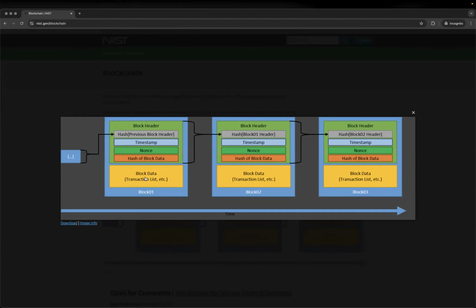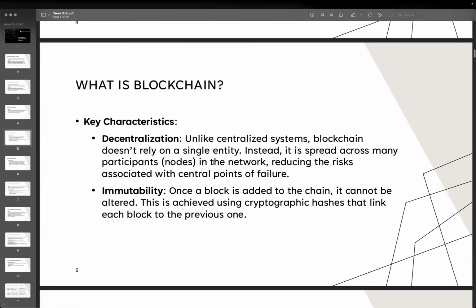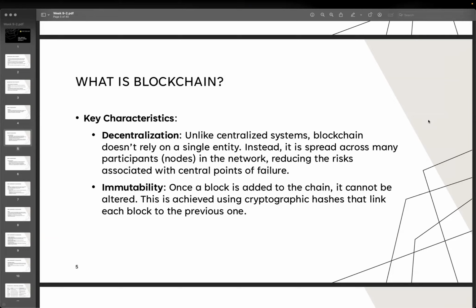Let me switch back to the blockchain slides. When we go deeper, we say decentralization. What is decentralization? Unlike centralized systems, blockchain does not rely on one single entity. It can spread across many participants, so different nodes in the network. The advantage is that it reduces the risk associated with a central point of failure. In case one node fails, we can still access the other nodes.